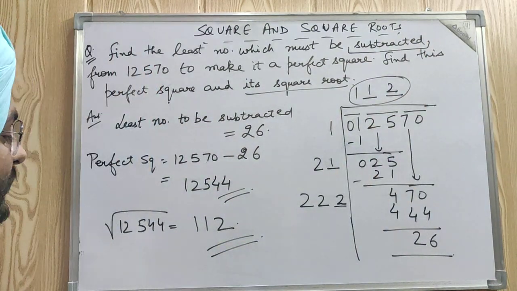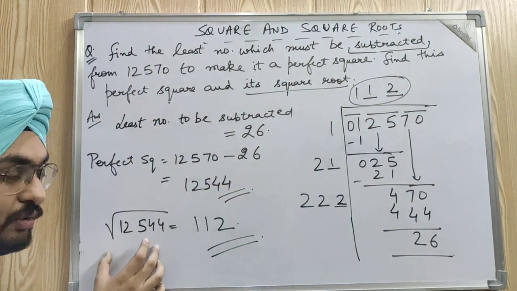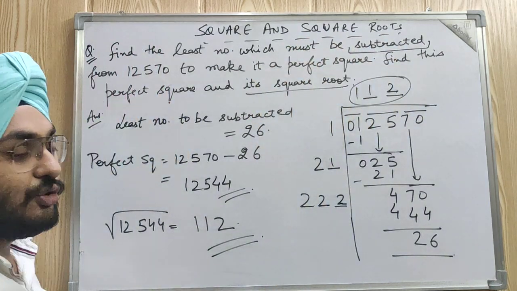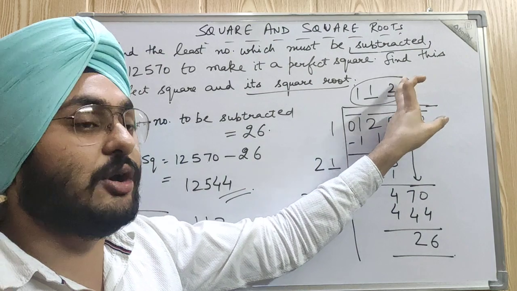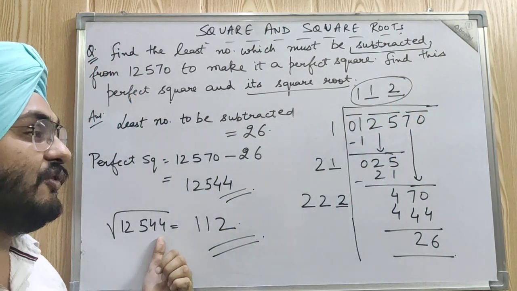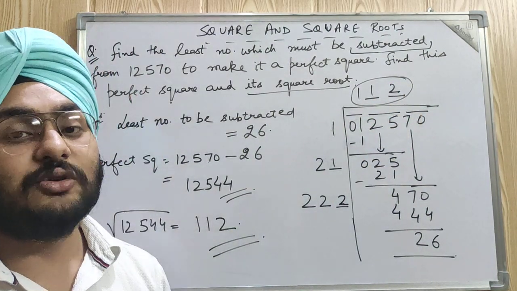So you also have to find the square root. On finding the square root, you will be getting just this one only. So no need to again do the long division and find the square root. This will be your answer only. So the square root of 12544 will be 112 only.